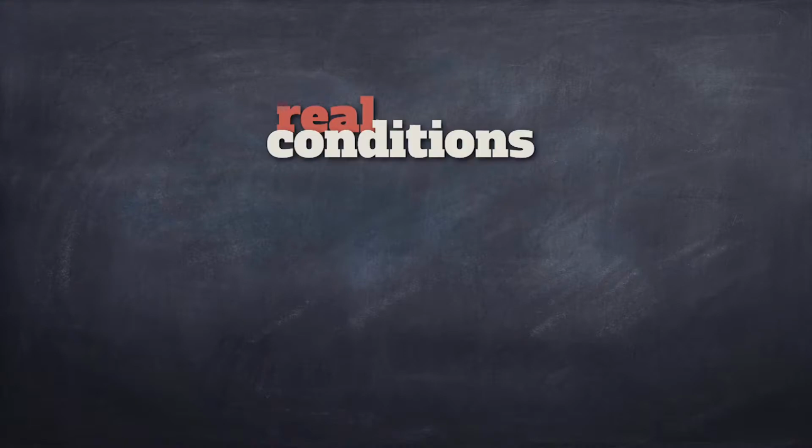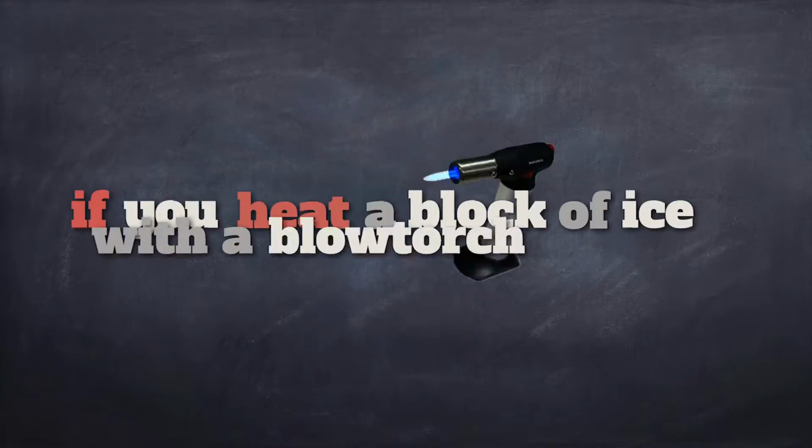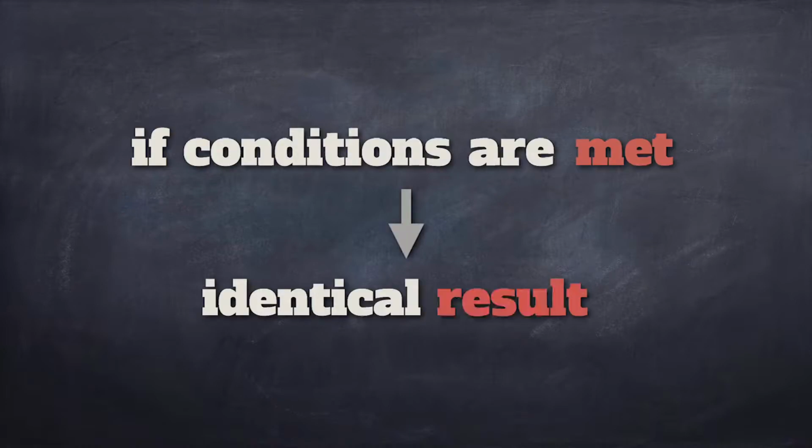Let's start with the real conditionals, the ones that predict an effect that is indeed possible. If you heat a block of ice with a blowtorch, it melts and becomes water. We know this to be true because we have verified that every time the condition is met, the result is the same.